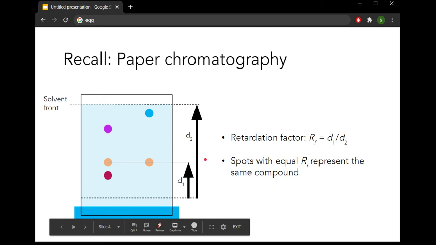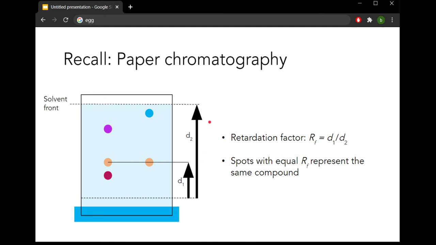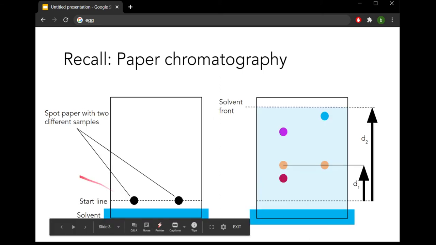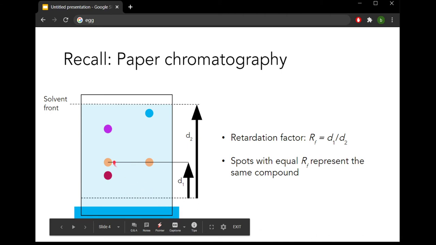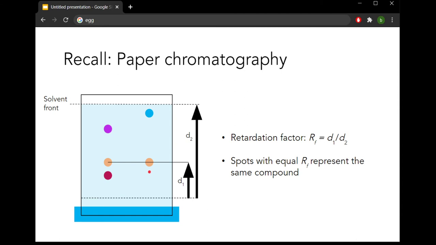So actually, one of the things that you might have learned back in school was that people use paper chromatography to separate medical drugs, right? So when you spot them over here at the start line, if we say that they both contain this peach colored compound, we say that they are the same if they've traveled the same distance or have the same retardation factor.